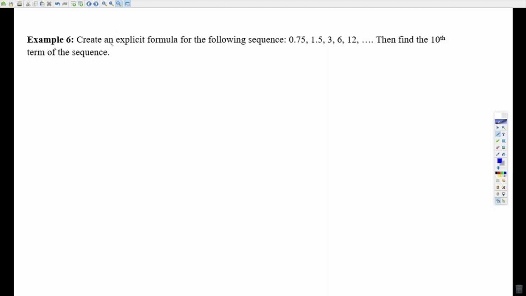Example 6. We're going to create an explicit formula for the following sequence. Then we'll find the 10th term of the sequence. So let's go back and use g again. We'll say g sub n is equal to, what do we need? Our first term. In case you don't remember, the formula goes like this. So we'll do g sub n equals our first term, which is 0.75. Then we're going to multiply that by the constant multiplier. Again, if you don't know, you could just divide them. If I take 1.5 divided by 0.75, you end up getting 2. This is 2 to the n minus 1.